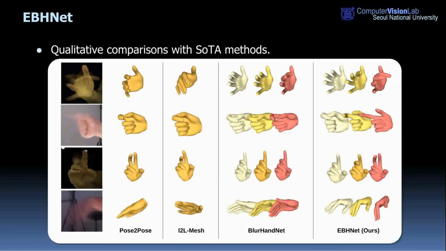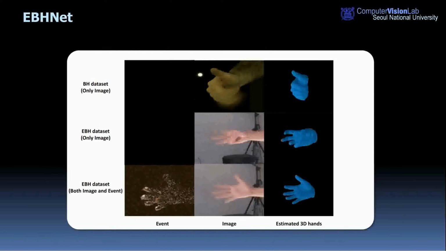The figure visually compares EBNet with previous methods using image inputs, showing EBNet's superior performance in capturing hand motion and pose. These are the video clips when using different input sources.